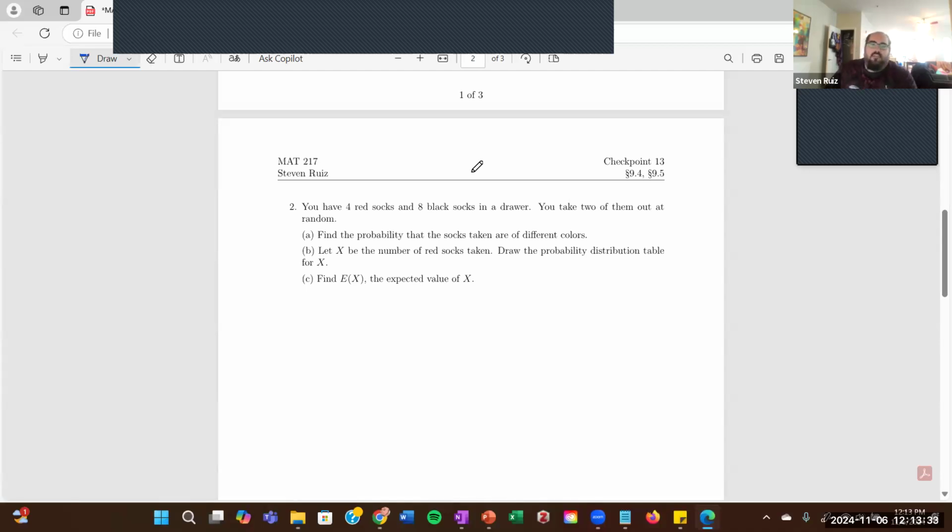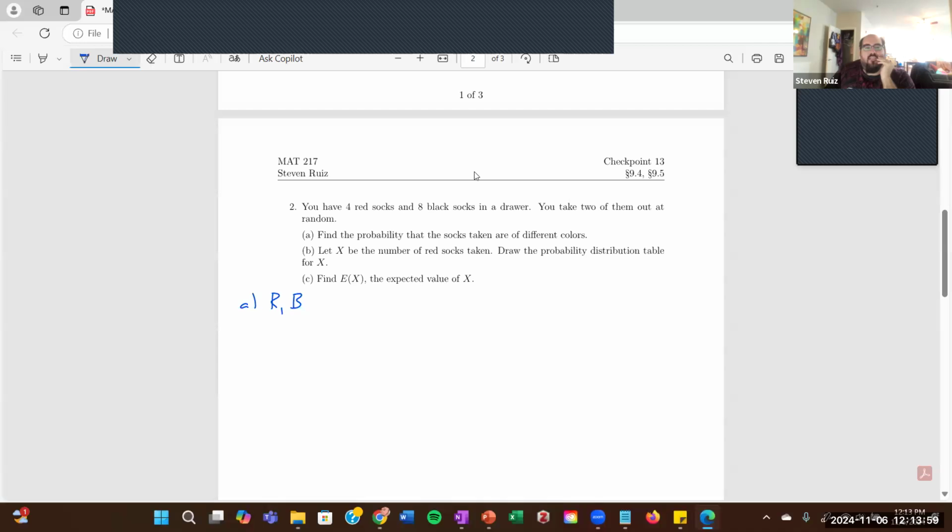Okay, so what's that going to look like? The probability they're taken of different colors. So how many ways can that happen? I think one way it can happen is red, then black. That's one way it can happen, right? Let's find the probability that that happens.